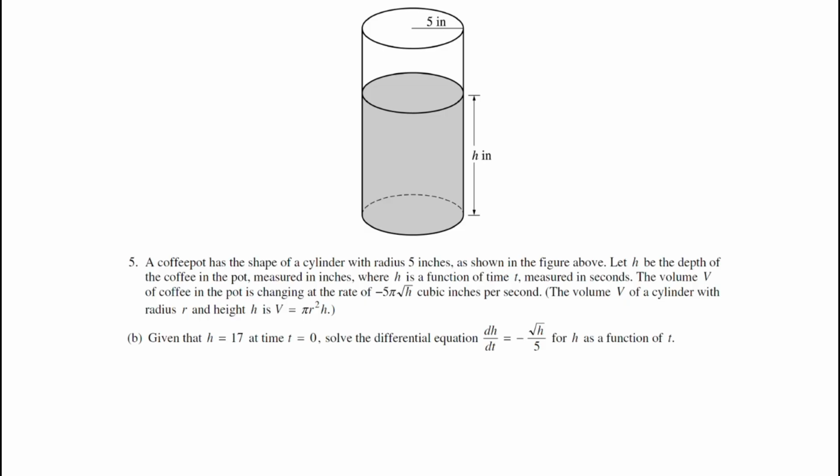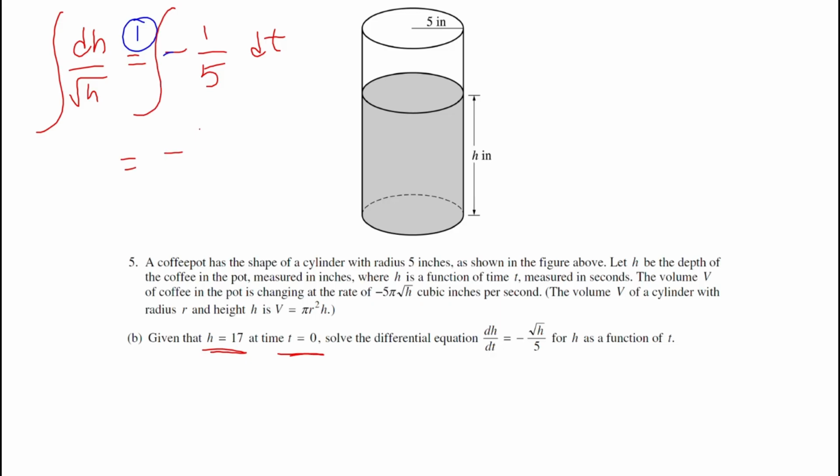In part B, it asks us to solve the differential equation dh dt equals -root h over 5, given that h is 17 when t is 0. So we got to separate the variables first because this is a separable differential equation. So we'll do dh over root h is equal to negative 1/5 dt. Right, we're just bringing the dt to the right and the root h to the left. They're going to give you 1 point just for separating the variables. And then you're going to integrate both sides here. And they're going to just give you 1 point this time for the integrals. Negative 1/5 t plus your constant on the right.